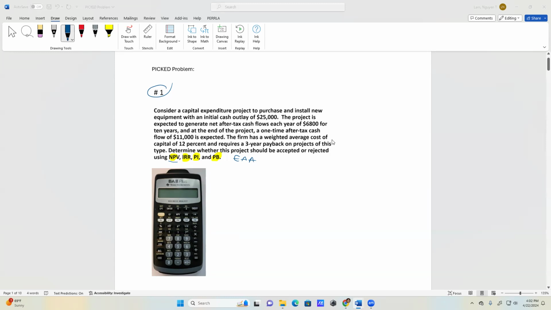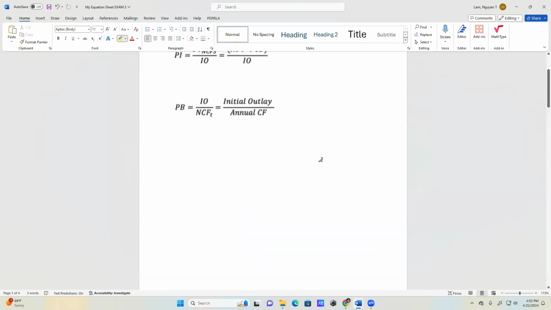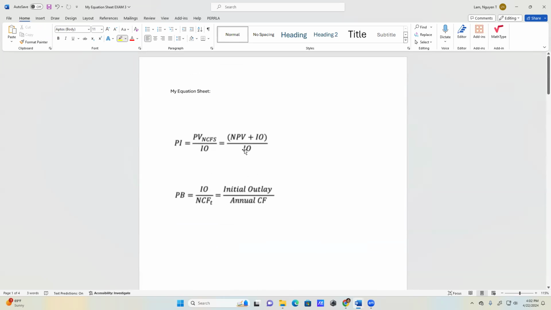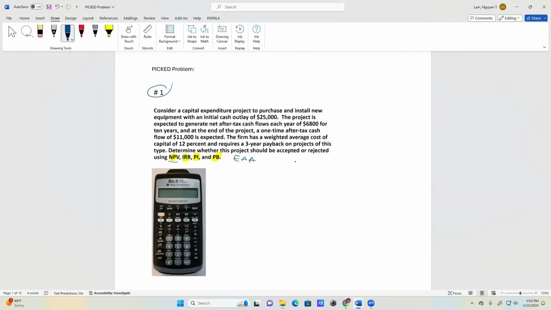All right. So just a heads up on the exam, you have to know the PI, the profitability index formula, and also the payback formula. These are not given, so you have to watch out. All right, so let's start the question, computing PI first.